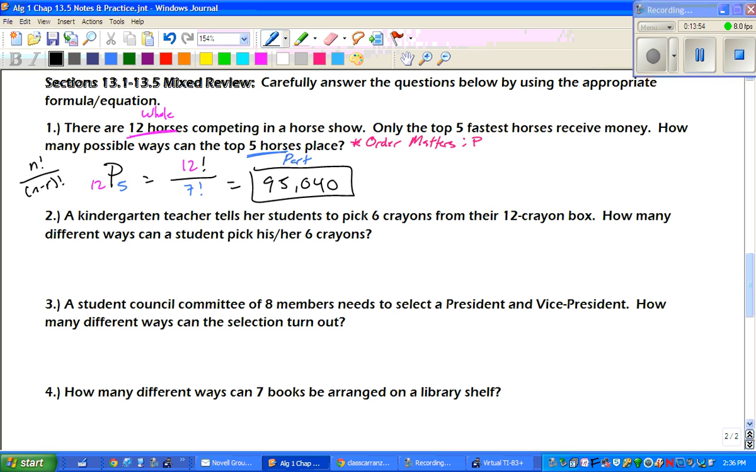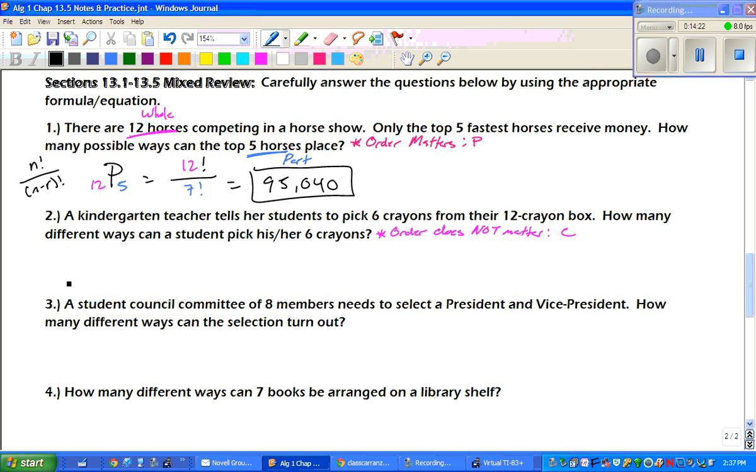Okay, now number 2 says a kindergarten teacher tells her students to pick 6 crayons from their 12 crayon box. How many different ways can a student pick from his or her 6 crayons? Okay, now does the order matter here? Order does not matter. Okay, so we're using a combination.